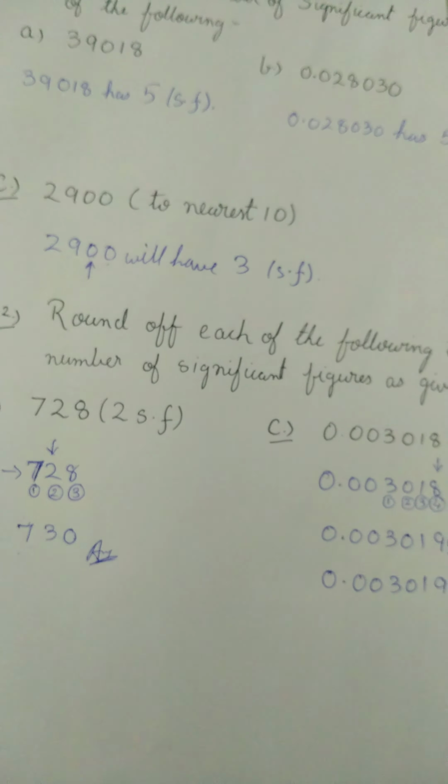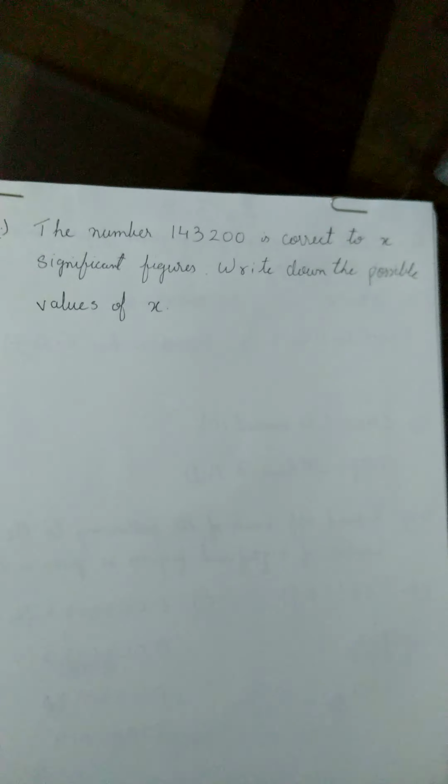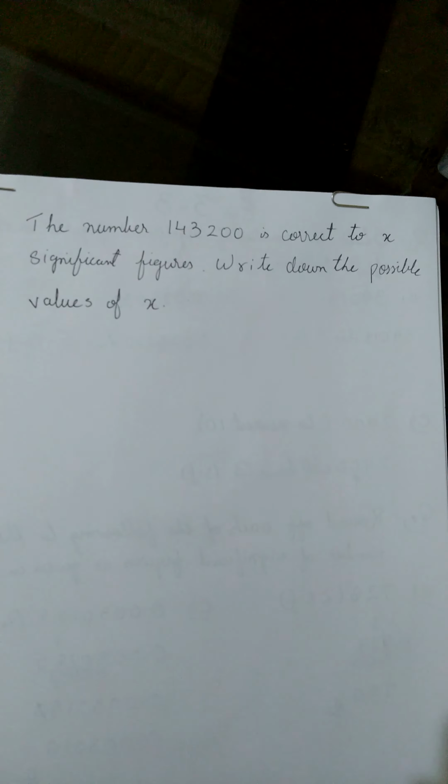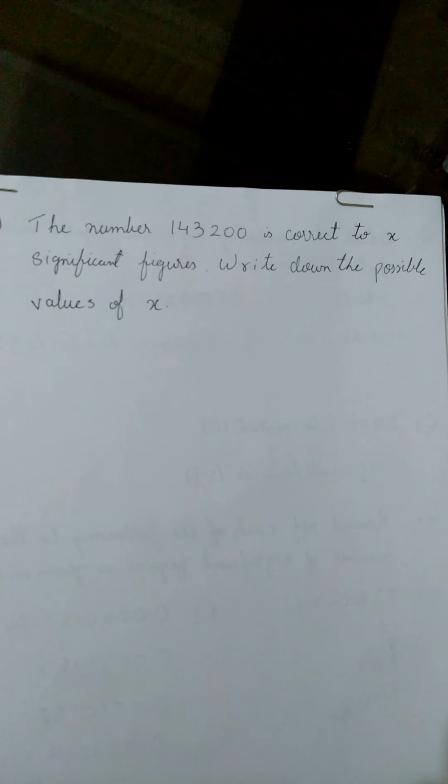Here we have question number 3. The number 143200 is correct to x significant figures. Write down the possible values of x. Before solving, first let's understand the question. This is the number which is given to us, and they are saying that this number is correct to x significant figures. This is a true statement. This number is correct to x, where x is the number of significant figures. Write down the possible values of x.